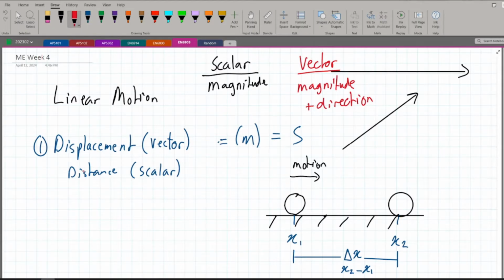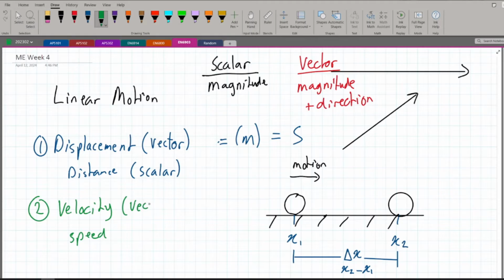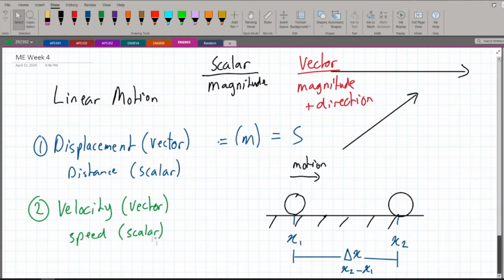Now let's look at the next component. The next component is velocity. Again, velocity is very similar to speed. The difference being velocity is a vector, so it has a specific direction we're talking about. And then we have speed, which is just a scalar value, just the value of it. The direction doesn't matter in the scalar value. Speed has no specific direction. It's just a magnitude. Velocity will have a specific direction.